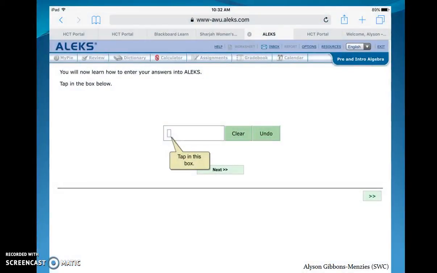Once you've been registered by your teacher, you will be asked to do a knowledge check. Now this is not an exam. It's only to see how much math you already know. Aleks will teach you how to enter your answers for each question. Just simply follow the instructions.